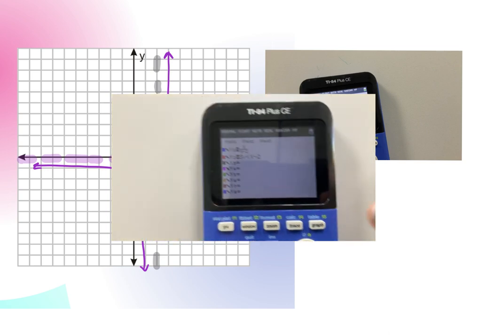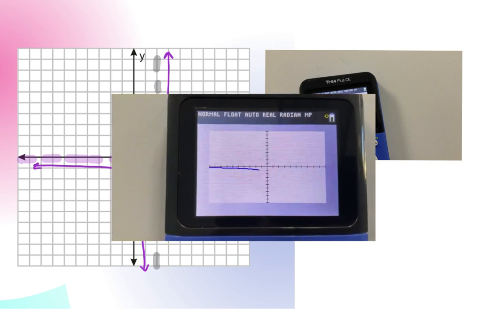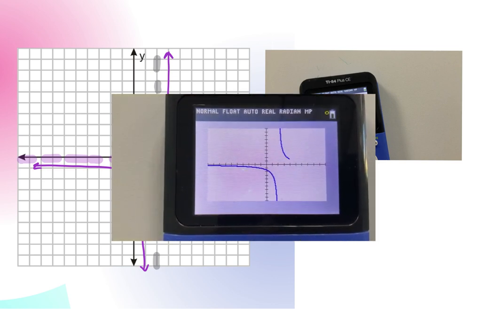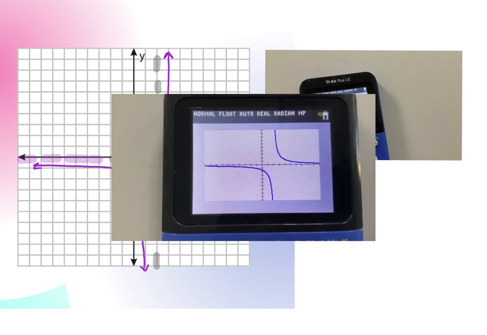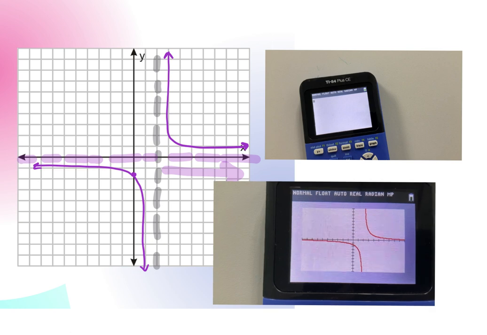Okay, then I hit graph. Slow and steady, but there it is. Okay, top right corner, bottom left corner, just like we thought it was going to be.